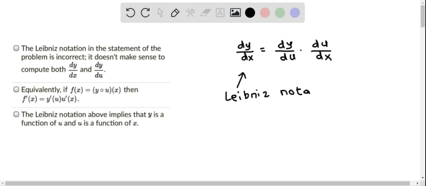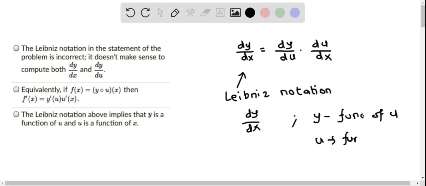of finding dy by dx when y is a function of x. I'm sorry, y is a function of u, and u is a function of x. So in this situation, we can use this Leibniz notation, that is basically the chain rule, to determine the dy by dx. And here it is given as incorrect. So we see that this statement is not true.